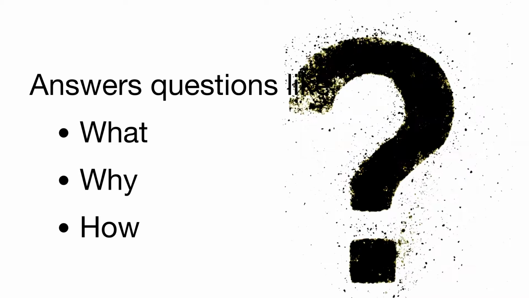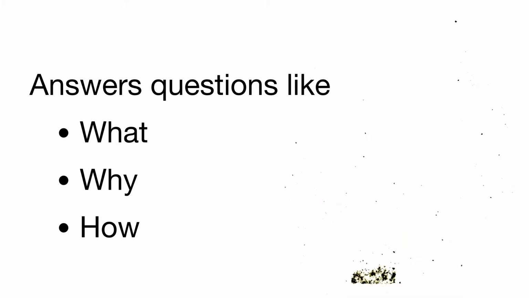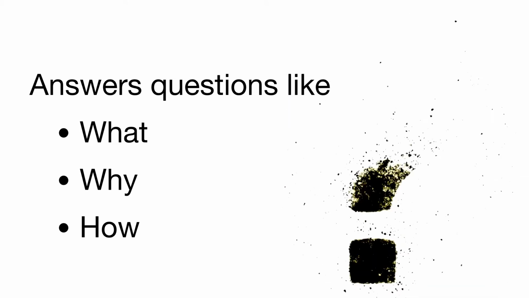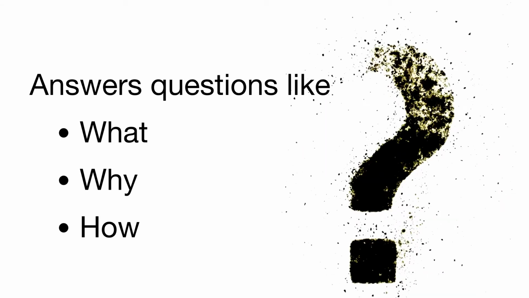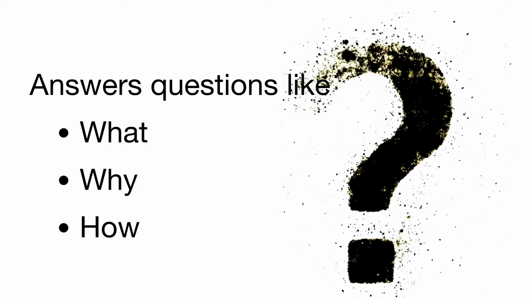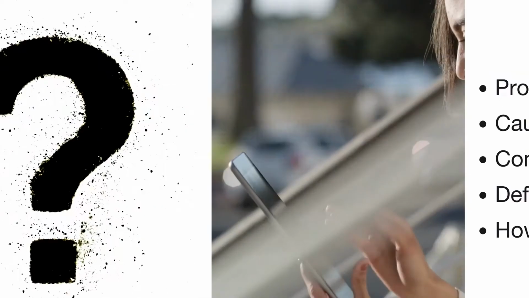The expository writing style is one of the most common types of writing and answers questions the reader has, such as what, why, and how. When using an expository writing style, the writer needs to separate their opinion from the facts they are sharing. The primary purpose of an expository essay is to communicate information to an audience.